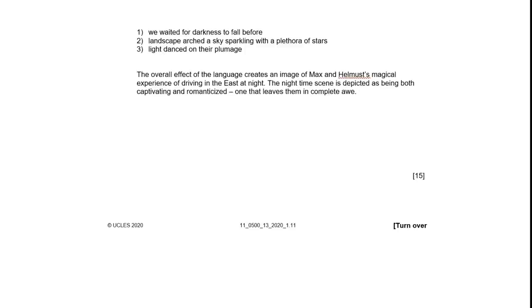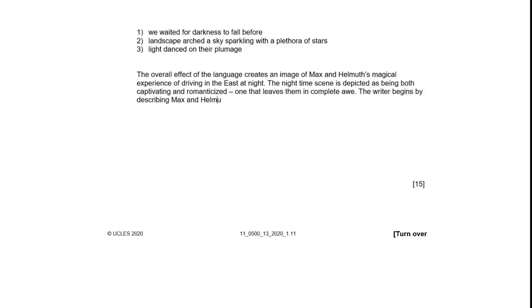I've just realized that I spelled one of the main characters' names wrong. Helmut. I thought it sounded weird when I was saying it. Anyway, let's start with the first transition phrase, which of course is going to be: the writer begins by describing Max and Helmut, let's use literary present, waiting for darkness to fall. And there is our embedded quotation.